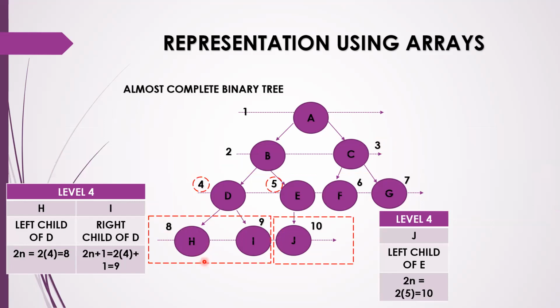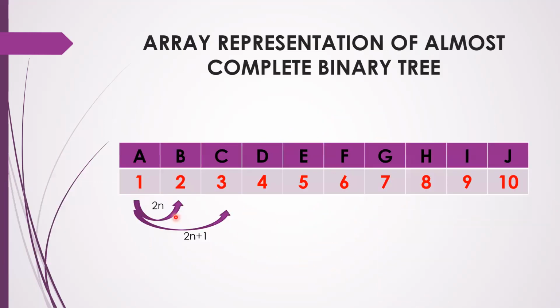Finally, we have H, I, and then J. H is the left child of D, which is 2 into n, 2 into 4, which is equal to 8. I is the right child of D, and D's value is 4. So 2 into 4 plus 1, which is 8 plus 1, 9. And then J is the left child of E, which is 2n, 2 into 5, which is equal to 10. So this is how we found the values of each node, which is stored in the corresponding position.